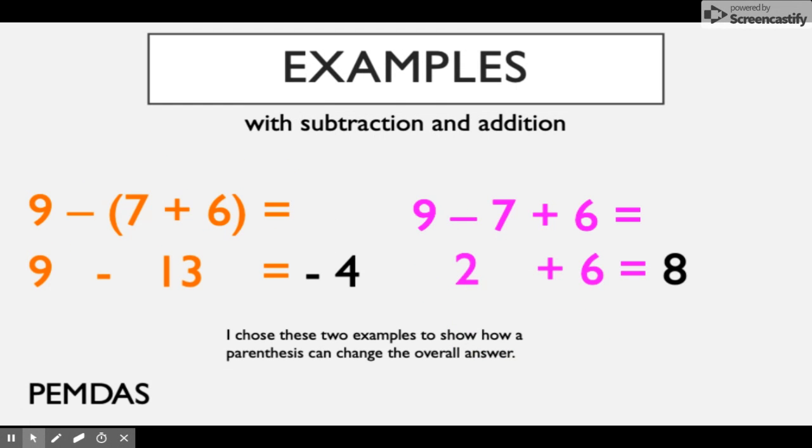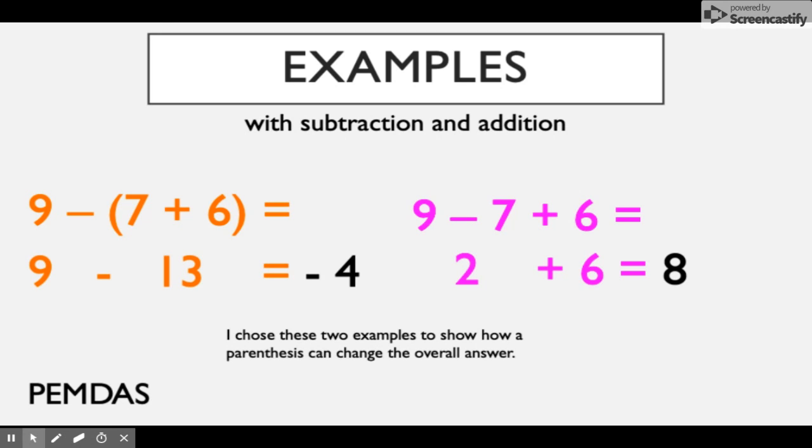In these examples, we're dealing with subtraction and addition operations. So in the orange example, I see 9 minus (7 plus 6) equals. So first, since we do see parentheses, we need to deal with that first. So 7 plus 6 equals 13. And then we drop down the 9 minus, so 9 minus 13 equals negative 4.